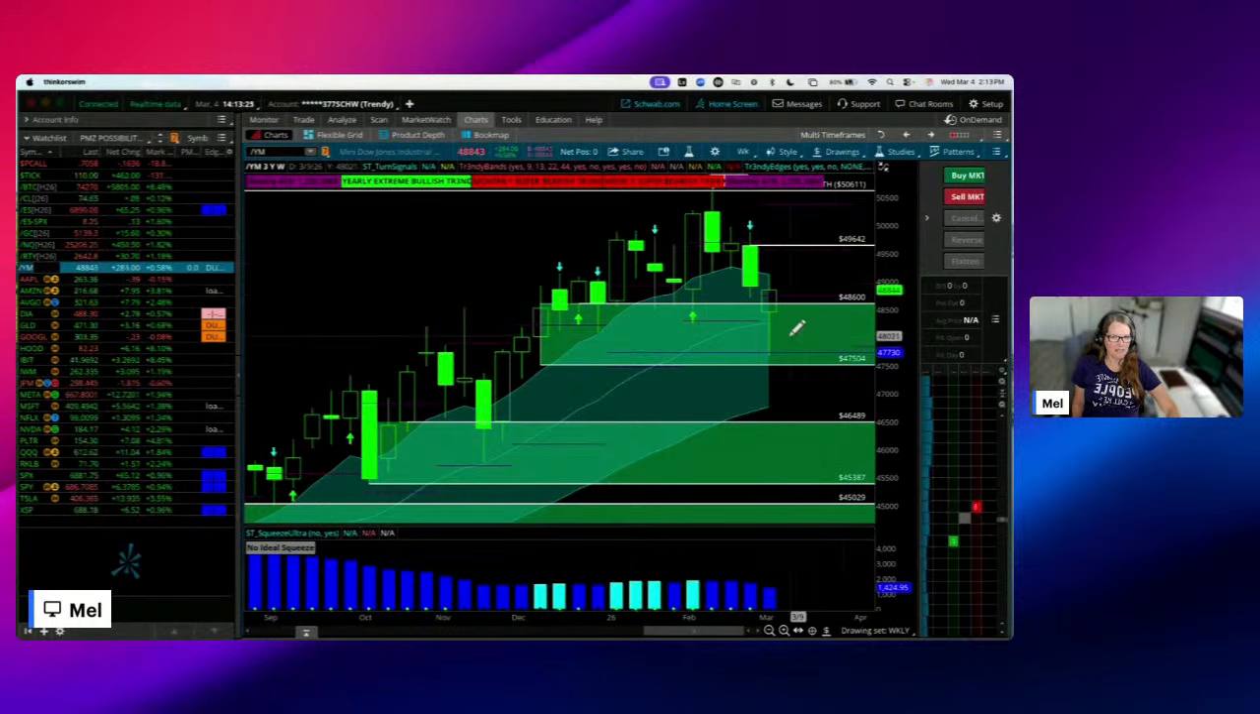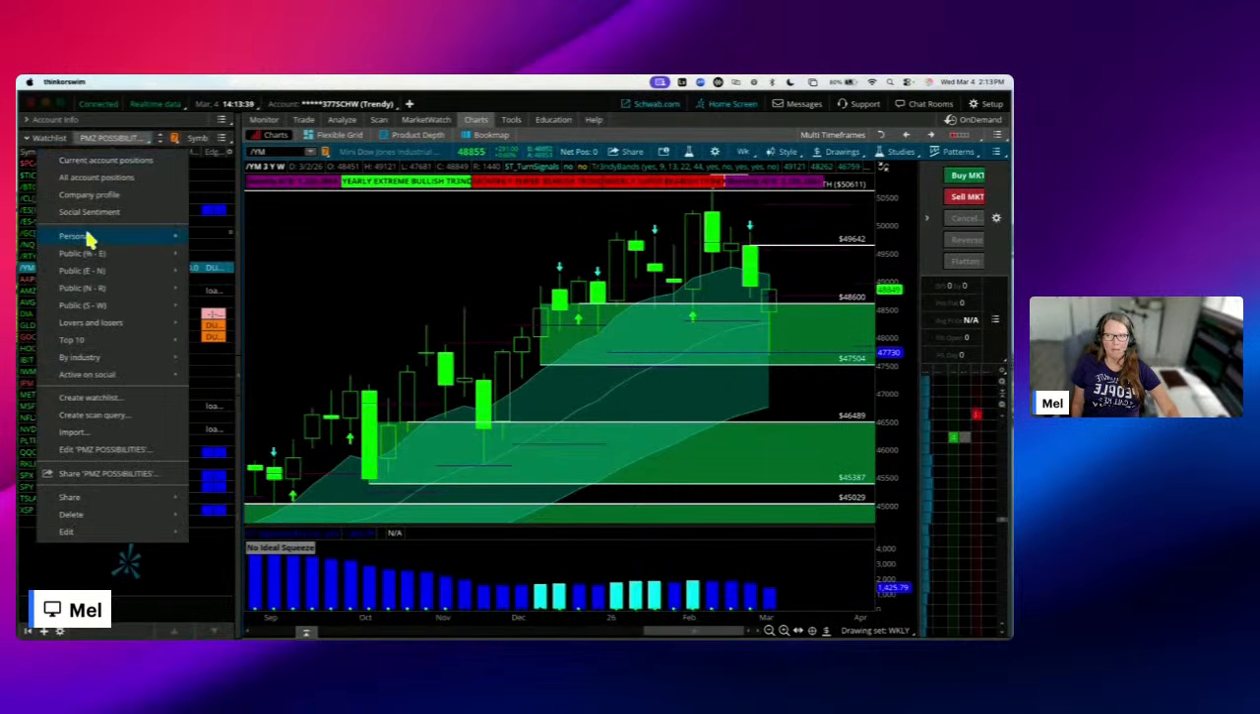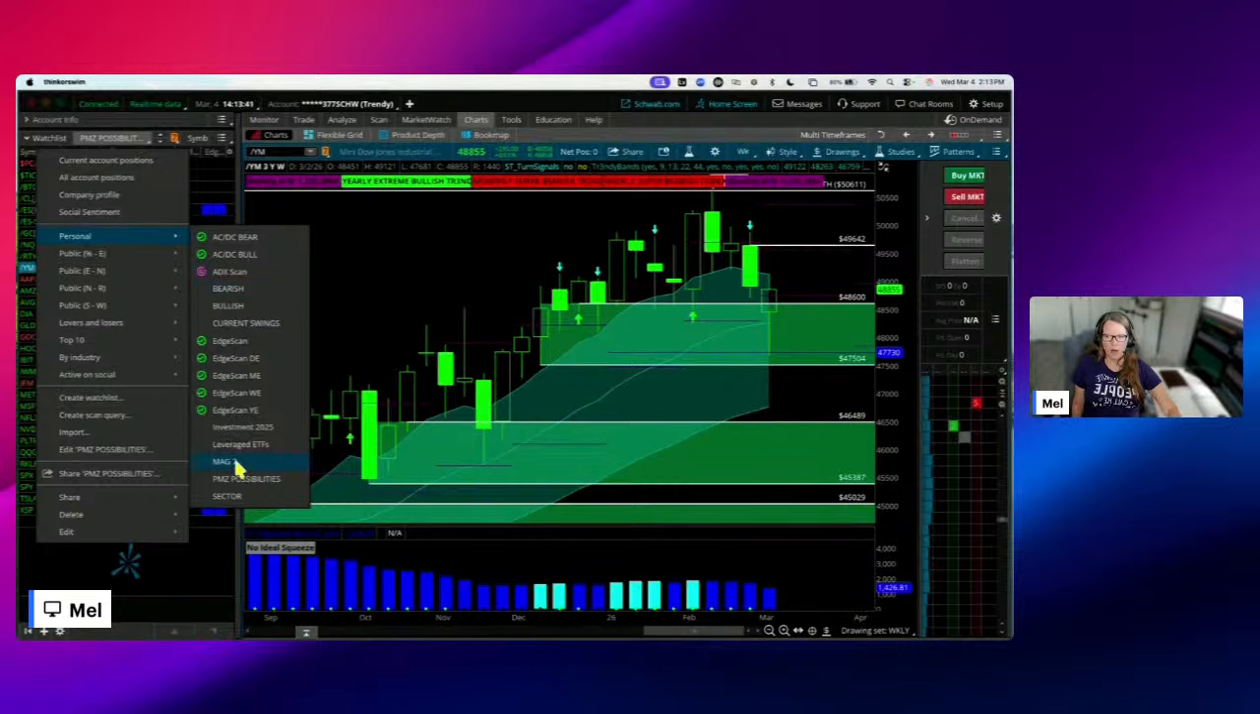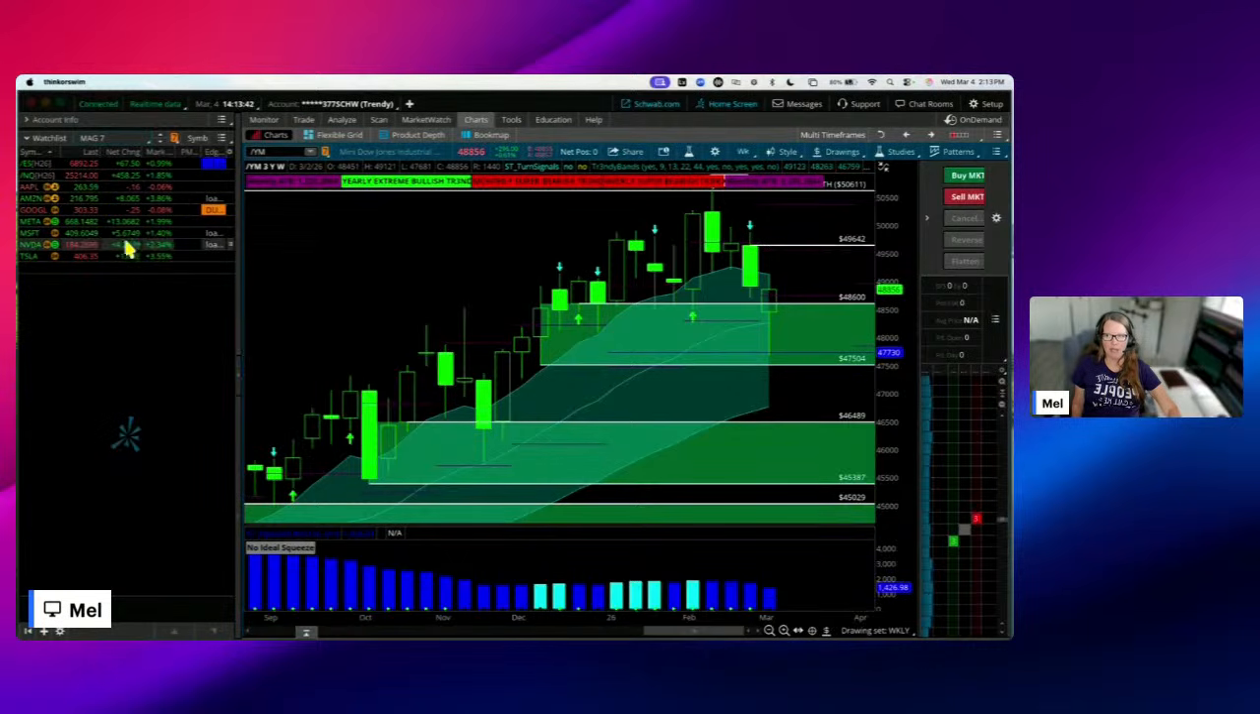In choppy conditions, I want to be a buyer towards the lower end of the chop, and I want to be a seller towards the upper end of the chop. So, without further ado, let me give you some levels on those Mag 7 names.